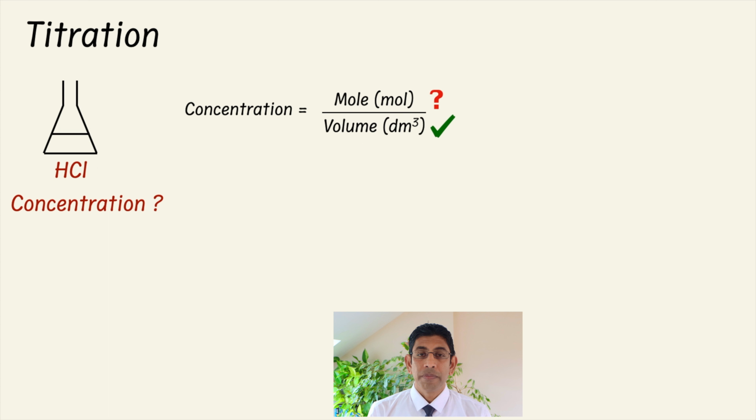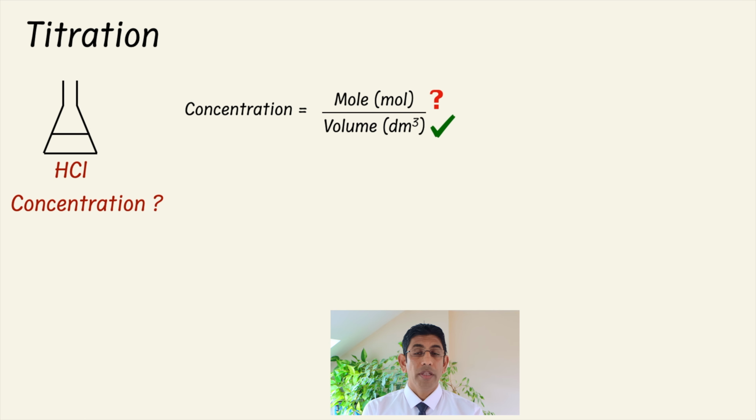What is a titration? This is a process where you react the unknown substance with a known substance. In this case, hydrochloric acid is the unknown substance, and we react it with the known substance in order to work out the mole of this unknown substance, hydrochloric acid. Let's see how this works. In this example, the hydrochloric acid is the unknown substance which we're trying to find the mole of.